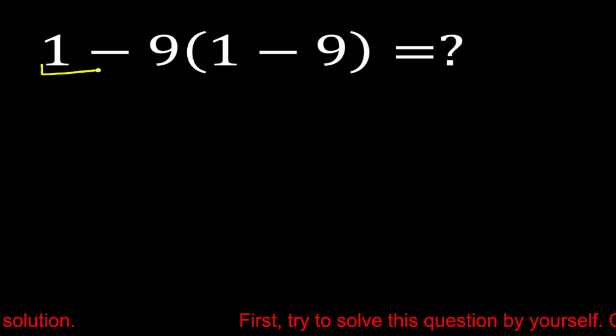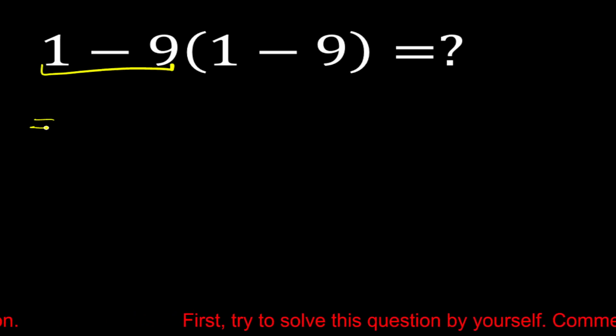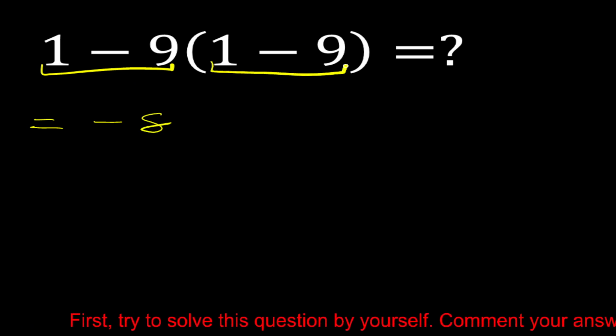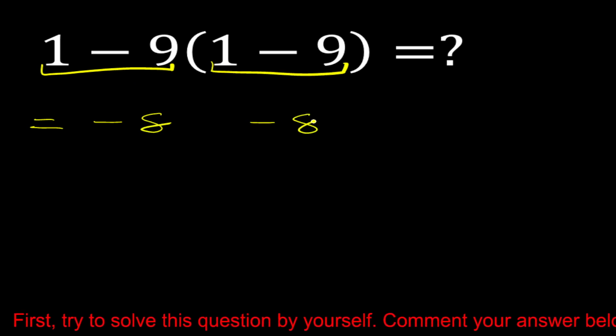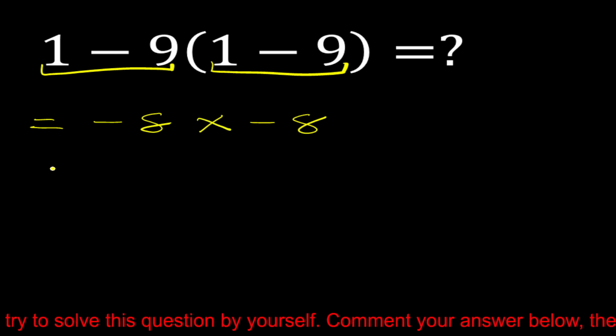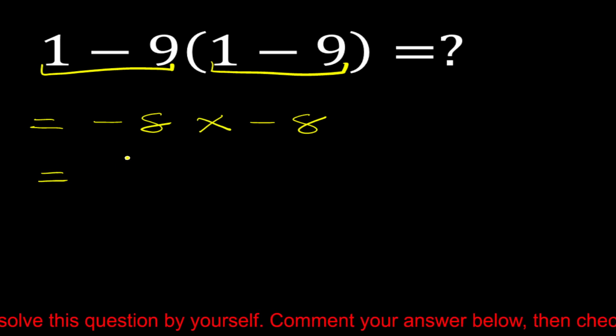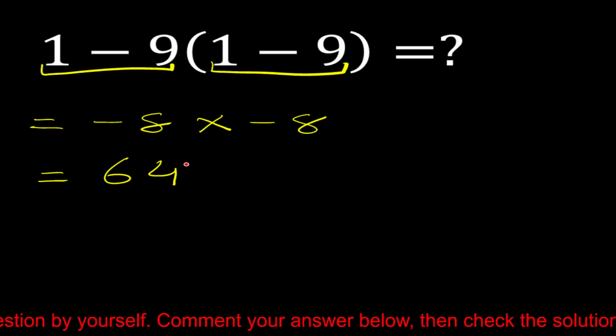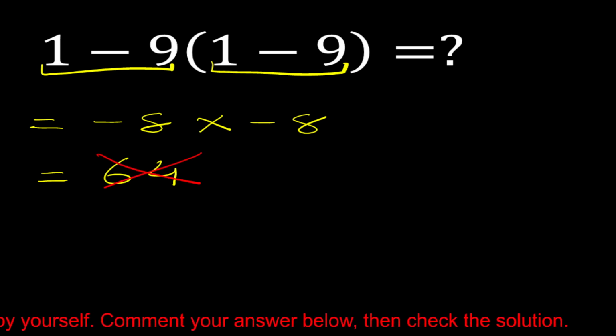So 1 minus 9 is equal to minus 8. Then again 1 minus 9 is equal to minus 8. Now minus 8 multiplied by minus 8 is equal to 64. Okay, but 64 is the wrong answer, it is not the correct answer.